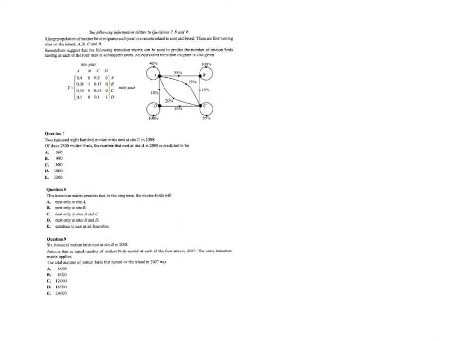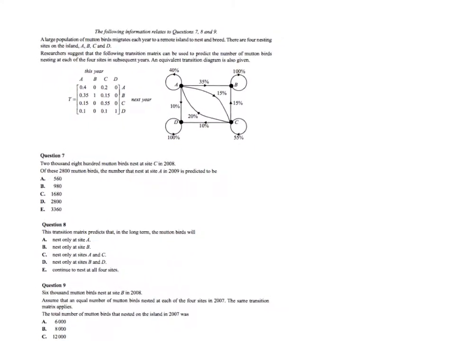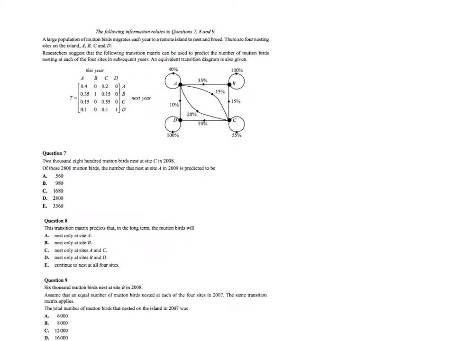All right, so now this question here was a really poorly done one in an exam. So it's crucial. It is a transition matrix, but it's more about using matrix multiplication. All right, so let's go through this. A large population of martin birds migrate each year to a remote island and nest and breed. There are 4 nesting sites, A, B, C, and D.